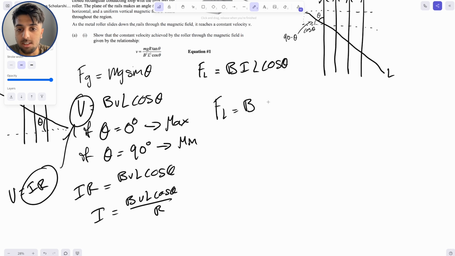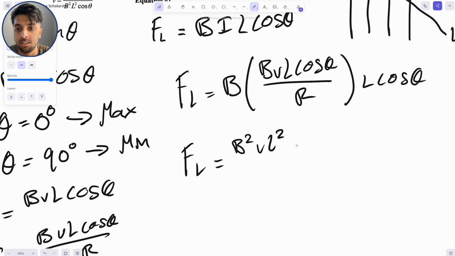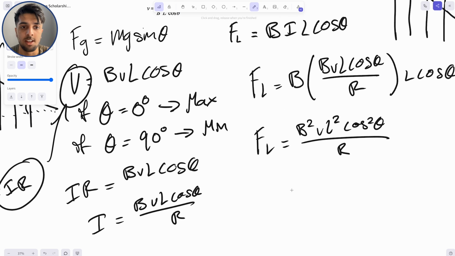FL is equal to BVL cos theta over R, times L cos theta. Expanding this out, we get B squared times velocity times L squared cos squared theta, and that's all over R. So again, as we said before, at constant velocities, the two forces are equal. So Fg is equal to Fl.